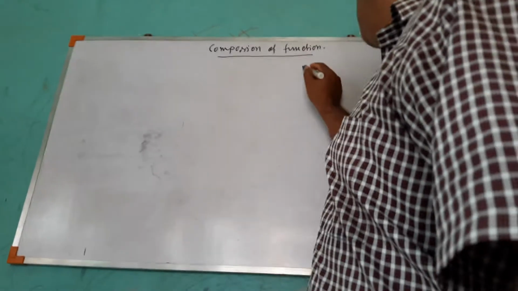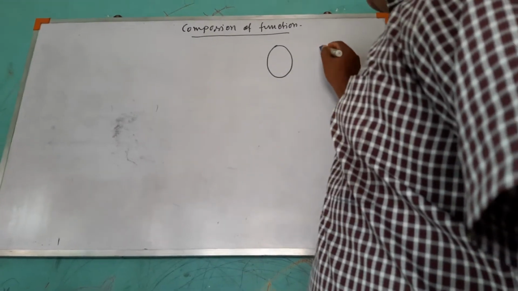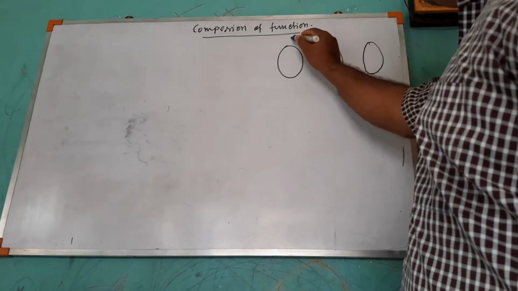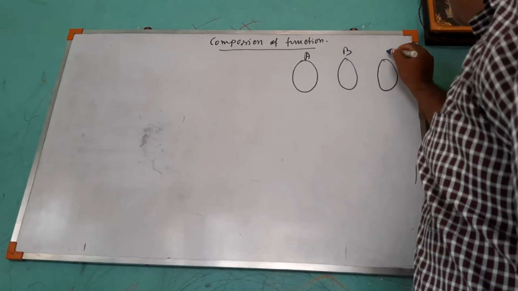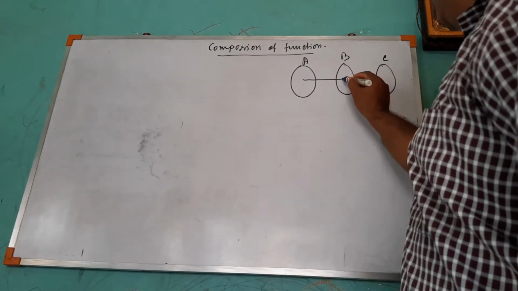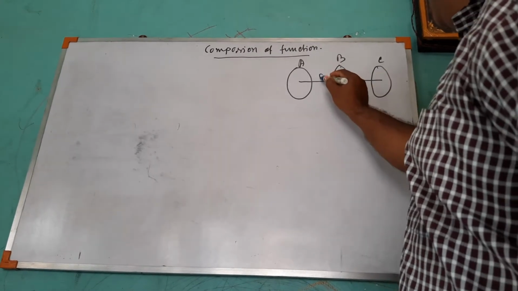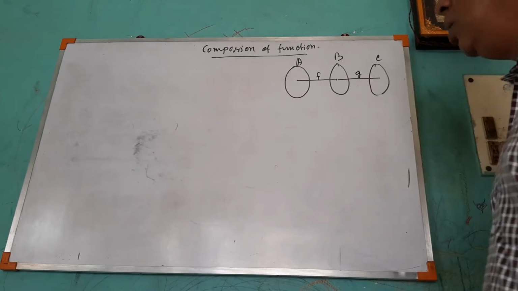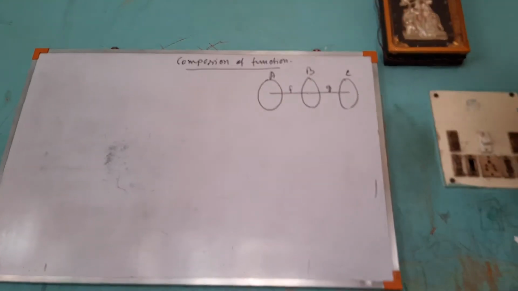there are three sets A, B, C. This is A, this is B, this is C. This is A to B, and B to C. This is G. That is what composition of function is.